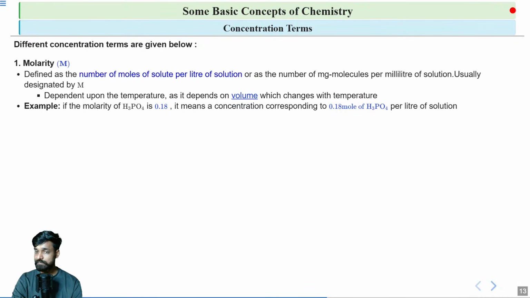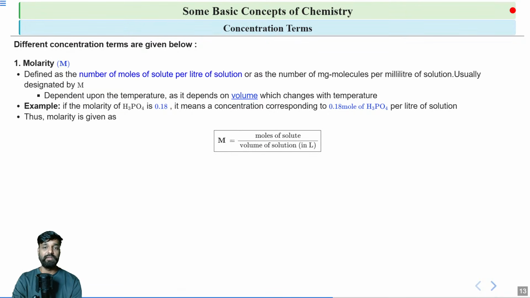Got it? Now moving on further, we can write the formula, which is the number of moles of solute divided by the volume of solution in liter. So this is the formula for calculating the molarity of any given solution.